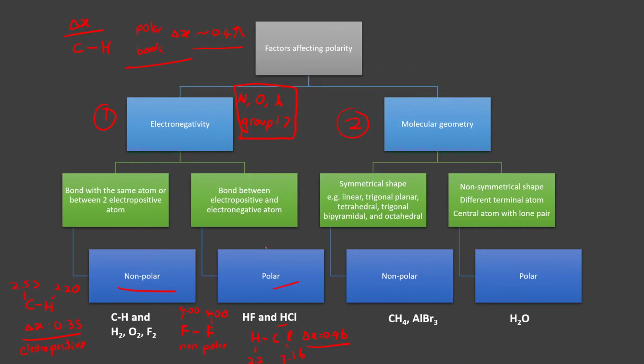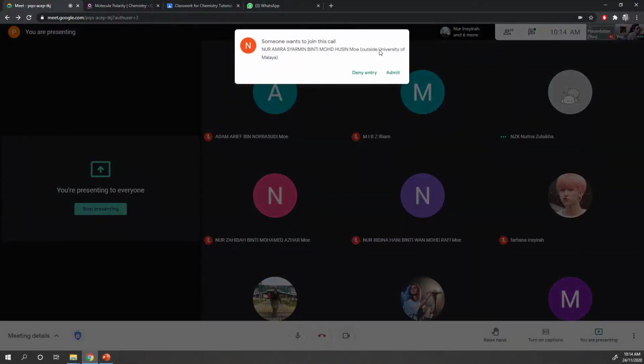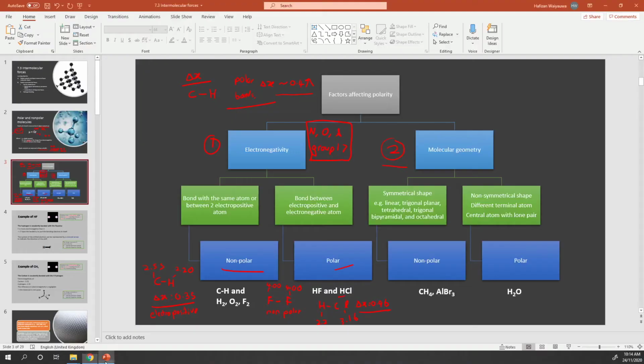So, lepas kita tentukan tu, okay, in a molecule, kalau bond dia semua non-polar, memang molekul tu macam mana pun dia akan jadi non-polar lah. Tapi, kalau the molecule tu, kita tengok bond dia is polar, tak semestinya the molecule is polar, even if the bond is polar. Because kita go second step, molecular geometry. Okay. So, kita tengok molecular geometry.